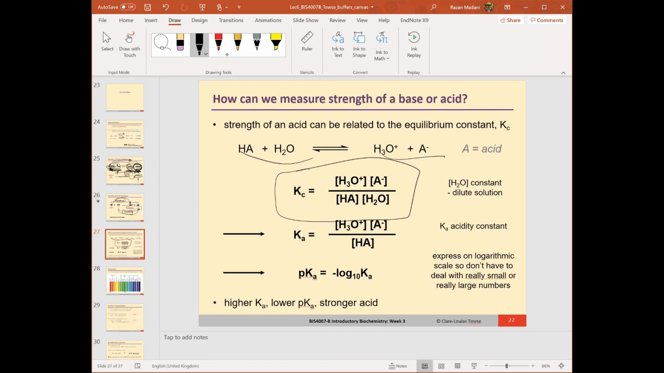I don't get it though. In the Ka, how come there's no H2O? Basically, in Ka, whenever you have water, you just ignore it. You pretend that it's equal to 1 or something like that. If you have an old chemistry book from A level, it will say just ignore water. Oh yeah, I think I remember now.